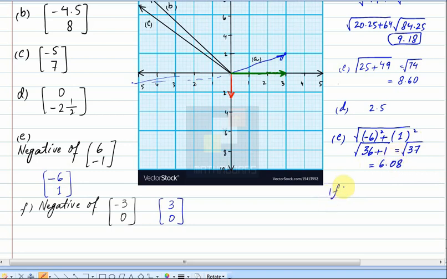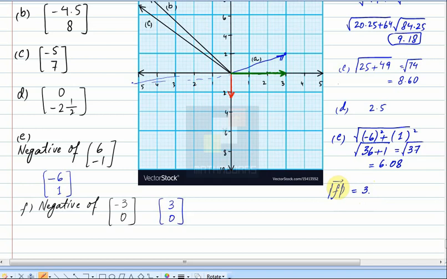For part F, the magnitude will be only 3. Right? For part F, the magnitude is only 3 because the y value is 0. So x is the only one which has the magnitude. Right? So I think that is enough for today's class.